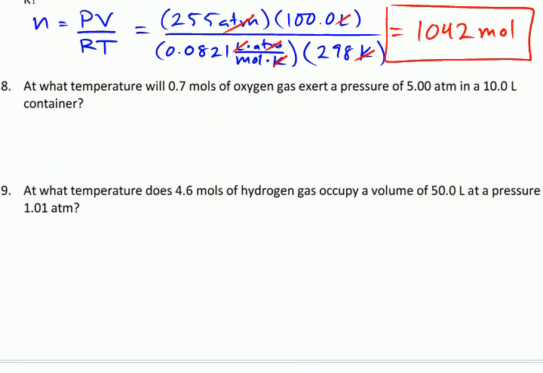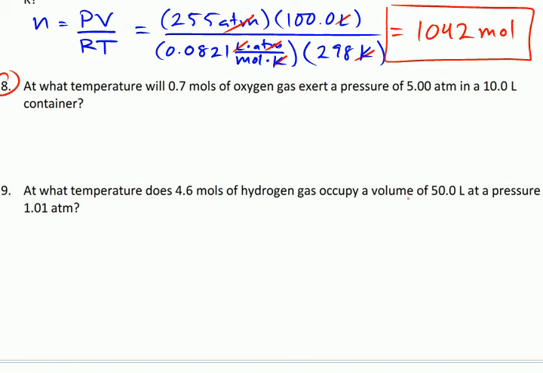We can also try number 8 here. At what temperature will 0.7 moles of oxygen gas exert a pressure of 5 atmospheres in a 10-liter container? So you have a 10-liter container full of oxygen gas, and there's 0.7 moles of gas in here, and we want to know how much we need to heat it to in order for it to exert a pressure of 5 atmospheres within that container. So that's what the question is actually asking.